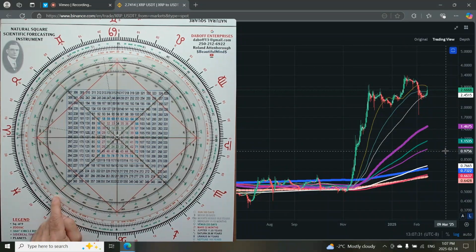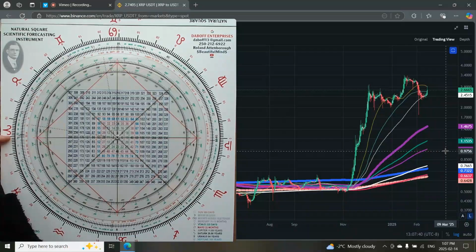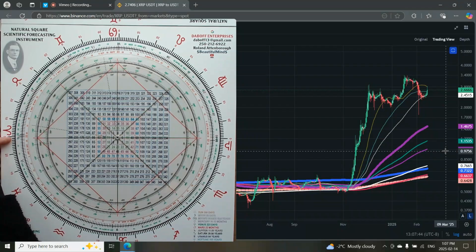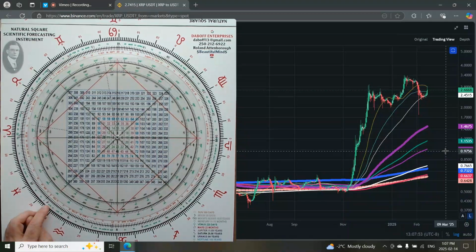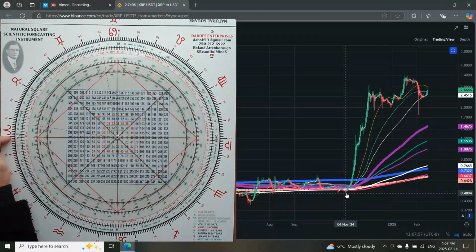It would never hit that. I was off by 8 days. Okay, let's go ahead and move forward. The next time target to look for on our square states that we should be looking for a top or some kind of blow up, or a bottom or some type of change in trend, from this area of our November period here. We should expect something to happen big time.